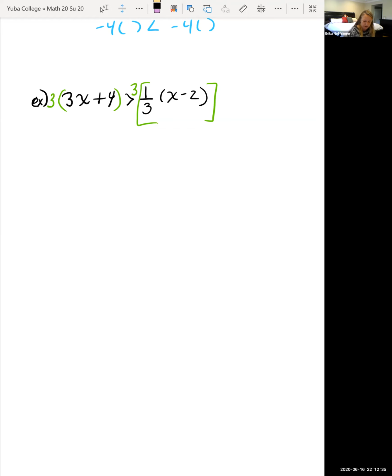So let's distribute the 3. I have 3 times 3x, that gives us 9x, plus 3 times 4, so plus 12, is greater than, well, the 3 times the 1/3 times that parentheses, that's strictly multiplication. The 3 is going to cancel with the 3 in the denominator. And so we're technically left with 1 times the parentheses x minus 2, which is just x minus 2.